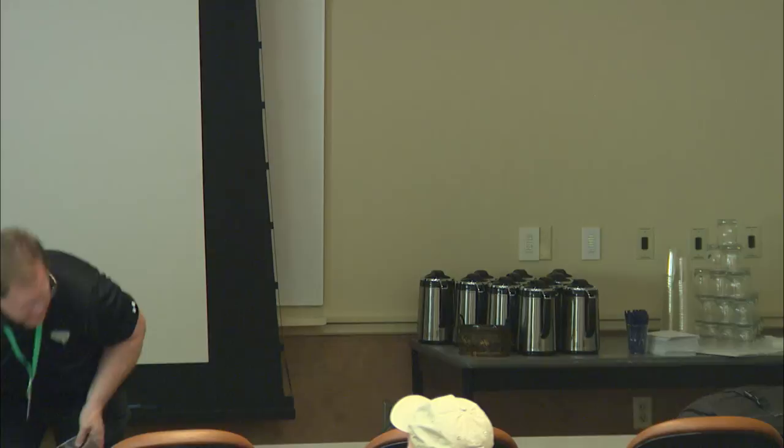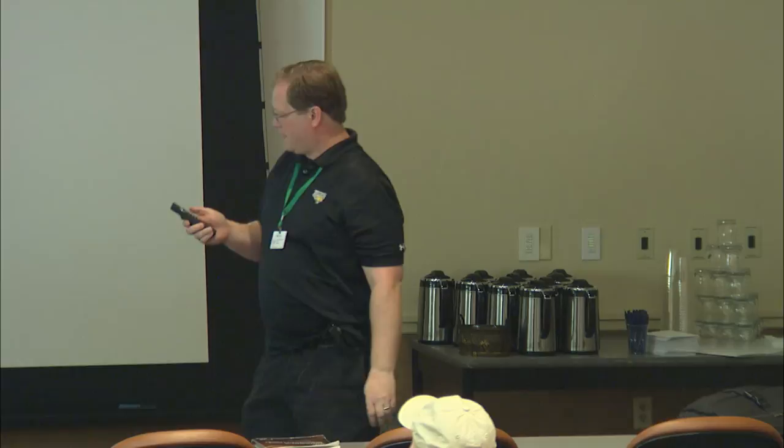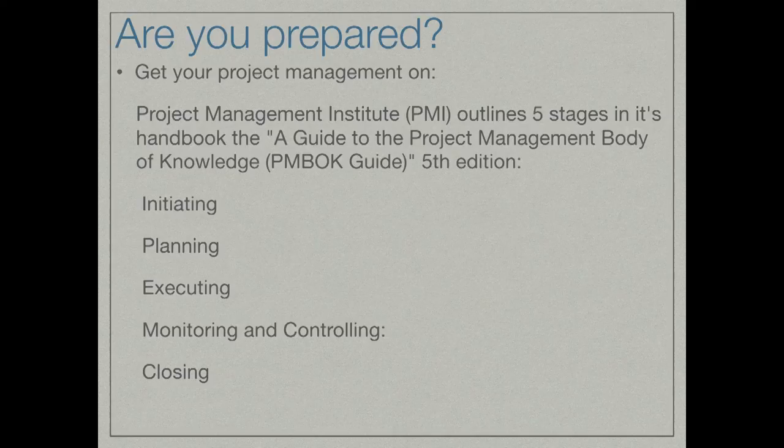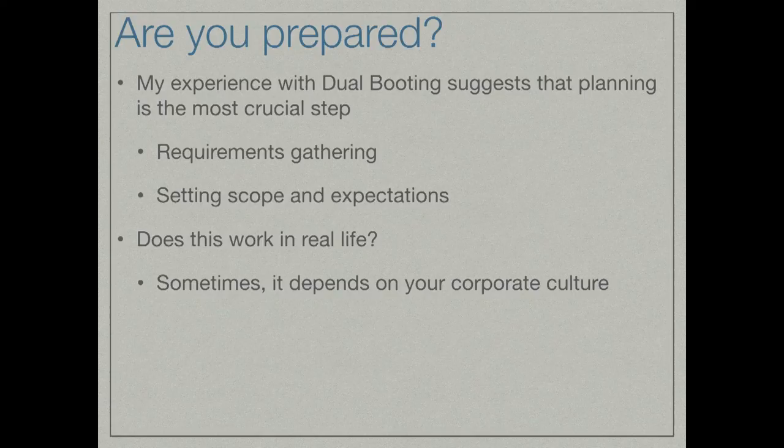This is the book that you will begin to love or hate, depending upon you. But the objective of project management, which is universal, not particularly for IT, is initiating, planning, executing, monitoring and controlling, and closing. In essence, being smart about how you conduct your project, not just going off half-cocked. In my experience with dual booting, planning is the most critical step. In the PMBOK, or on other sites that summarize it, there are requirements gathering, scope setting, and expectations. Make sure your management knows what is realistic to expect and what is not.